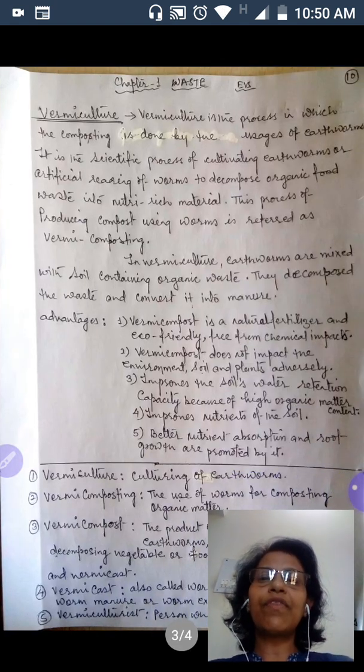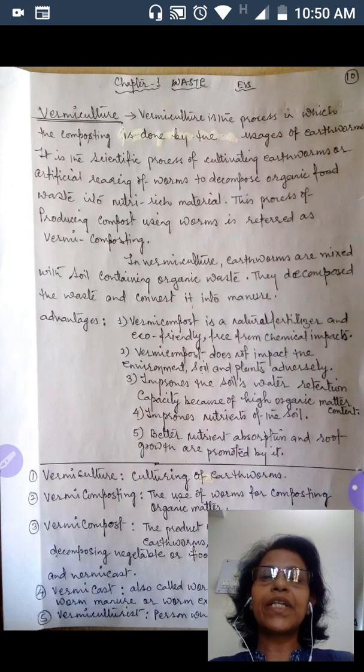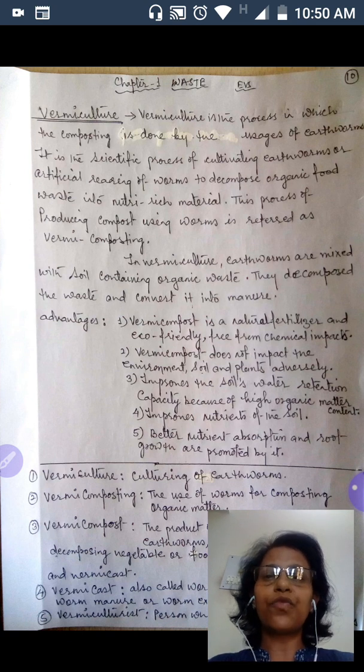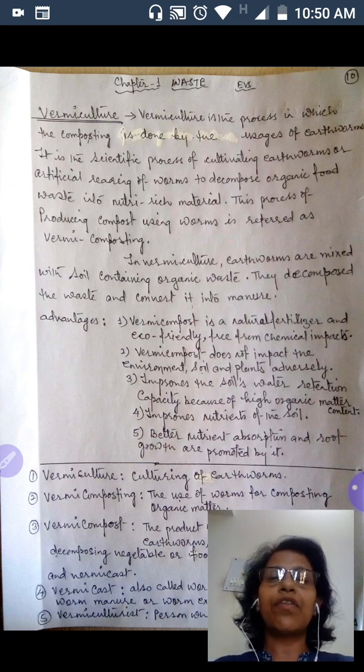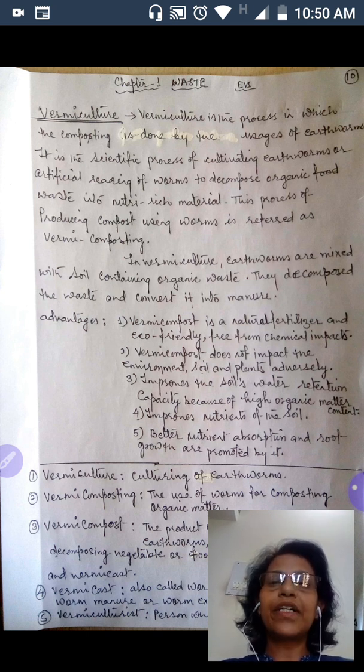Next, we have learned about vermiculture. Basically, this is also the process of composting, but by the use of earthworms. This is a very scientific process of cultivating or culturing earthworms in a natural or artificial condition.